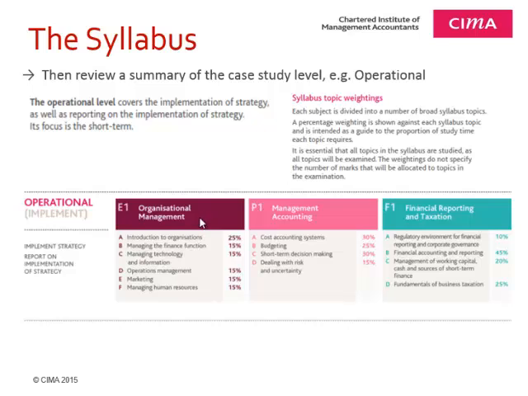For example, E1, we can see that the topic weightings are dominated by organization. There are many other things: managing the finance function, human resources, managing IT. And when we get to management accounting, P1, we can see that costing, budgeting, and short-term decision making are going to be foremost. And in F1 we can see financial accounting and reporting is a significant portion of those topic weightings.